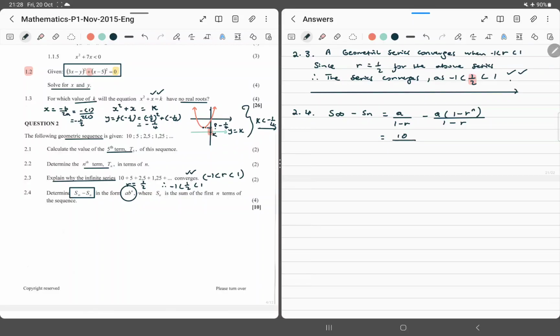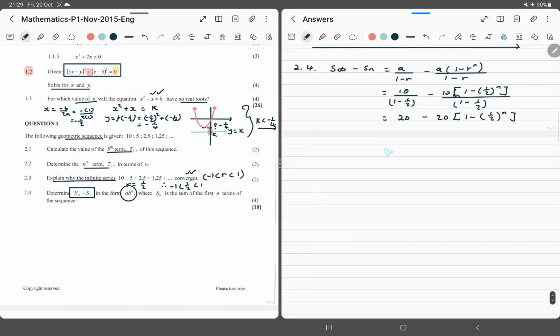So this is 10 over 1 minus a half minus 10 into, maybe let's make this one big, 1 minus a half, all of this divided by 1 minus a half. Okay, so let's work it out. So 1 minus a half is a half. 10 divided by half is 20. Minus, this is going to be 20 into 1 minus this half to the exponent n.